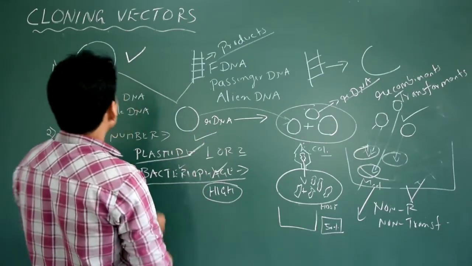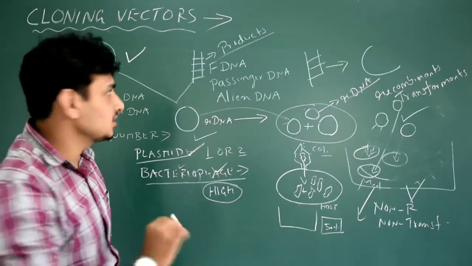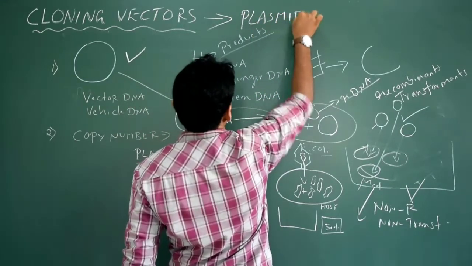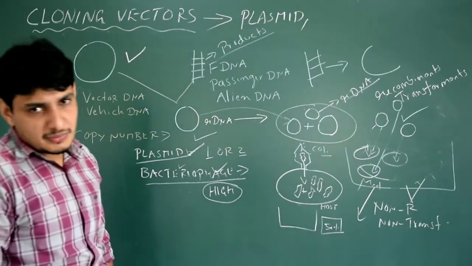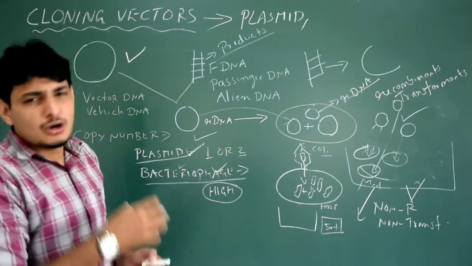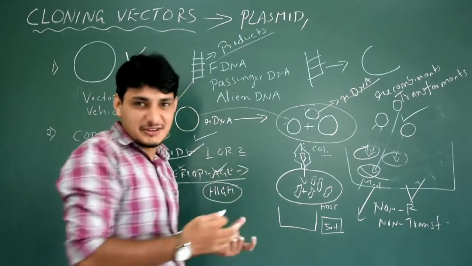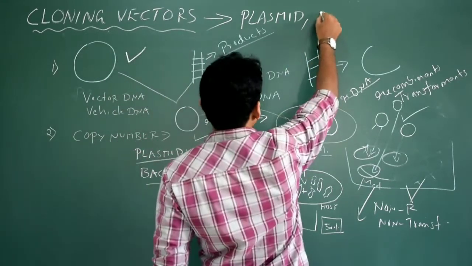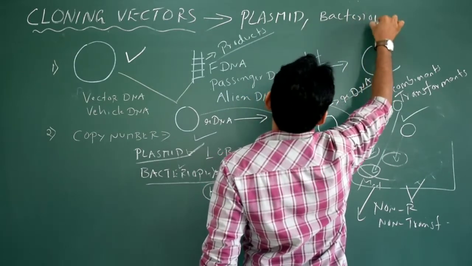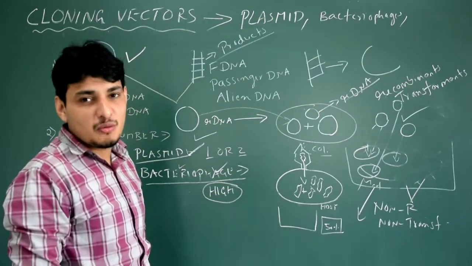Now let me give you some examples of different types of cloning vectors used in genetic engineering. The first one, the common one, is plasmid. Nowadays scientists do not prefer plasmid because the plasmids of some bacteria do not exhibit certain properties. We'll understand it later, what properties are required for genetic engineering. Or we can go with bacteriophages. Nowadays, bacteriophages are preferred. Why? Because of the high copy number.